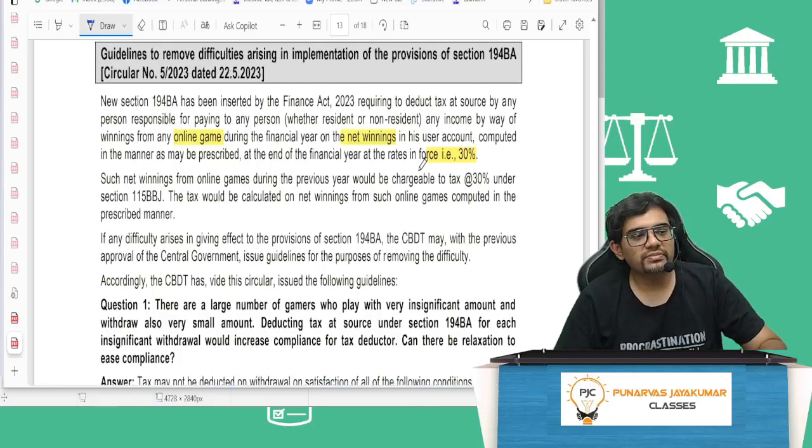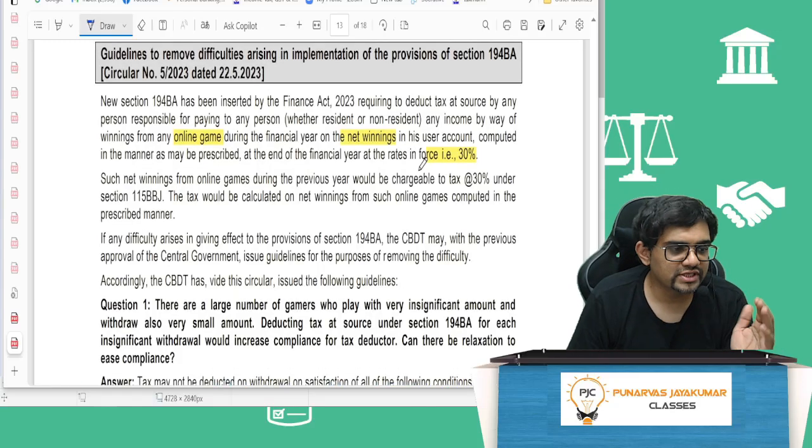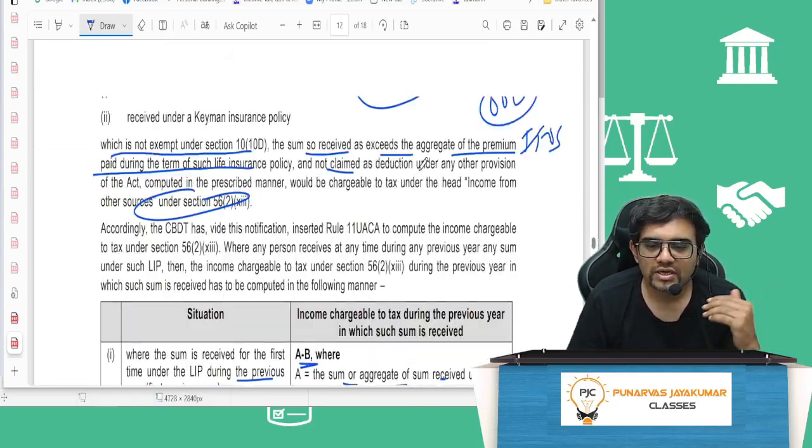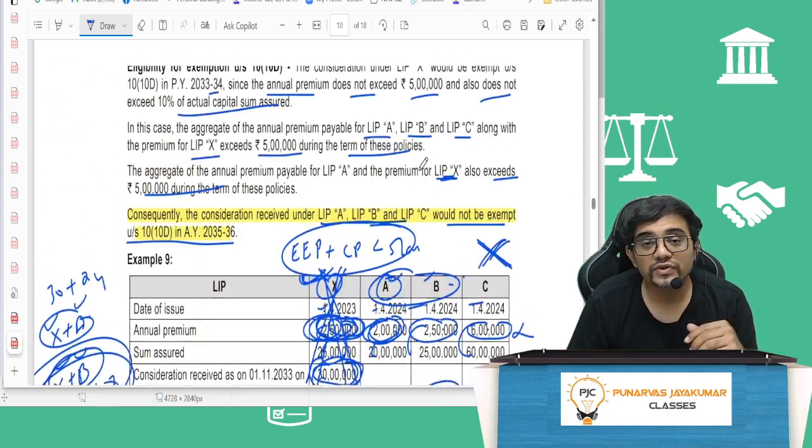This is a statutory update, my dear friends. Hope it is clear. Go through this at varying speeds, whatever you want. Study this and go. Guarantee few questions will come in the exam.